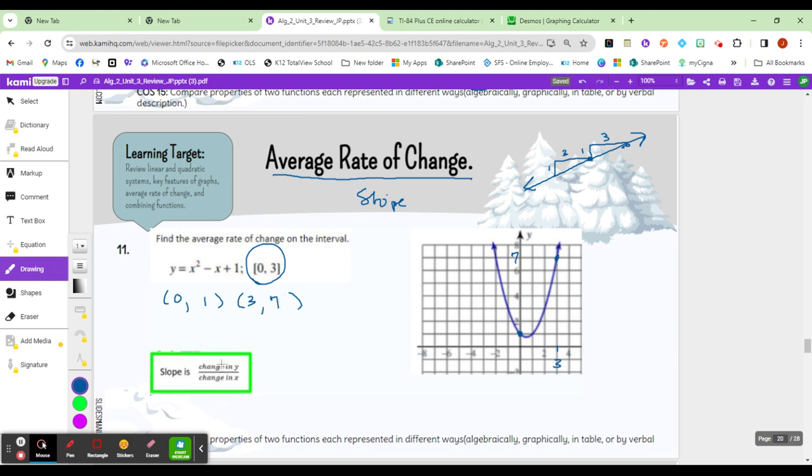Then I want to take these two ordered pairs and work the slope formula, which is y2 minus y1 over x2 minus x1. The 0 represents x1, the 1 represents y1, the 3 represents x2, and the 7 represents y2. Filling that in, 7 minus 1 over 3 minus 0 gives me 6 over 3, which reduces to positive 2. Several of these all work the same. Average rate of change means slope.